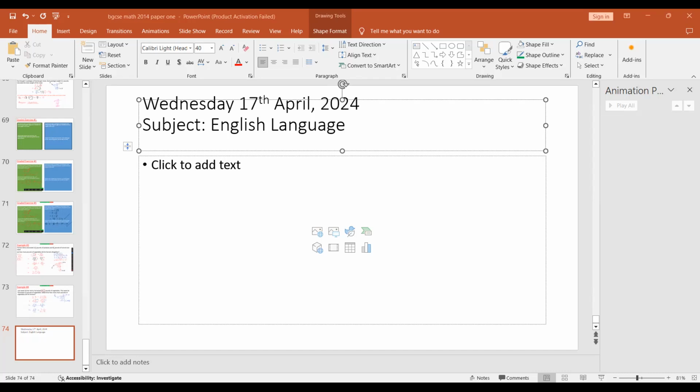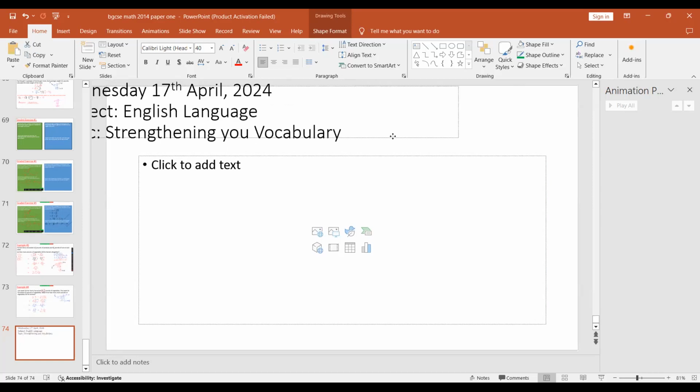All right. So today the topic is the importance of, well, let's just call it strengthening your vocabulary. Strengthening your vocabulary.